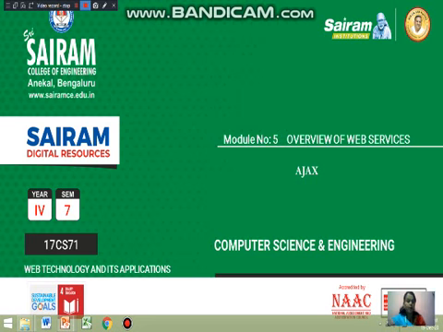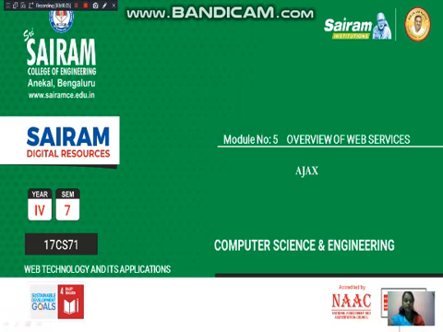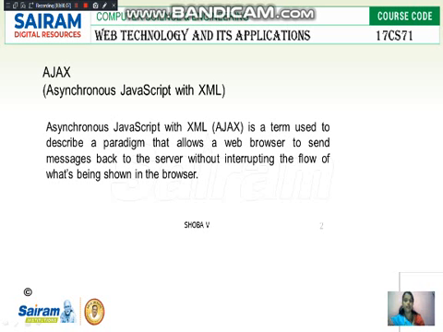The topic of discussion is AJAX under module number 5. So this AJAX is asynchronous. It is an acronym of Asynchronous JavaScript and XML. When we're talking about JavaScript and the document object model, this will help to display or interact with the information, and XML is used to transfer the information.